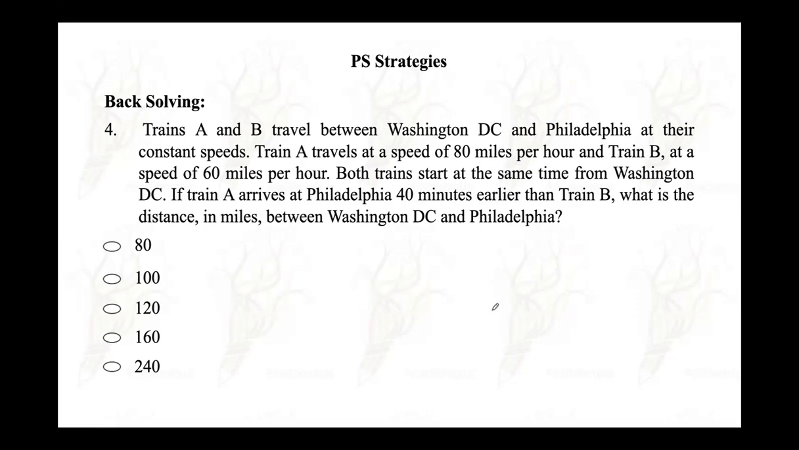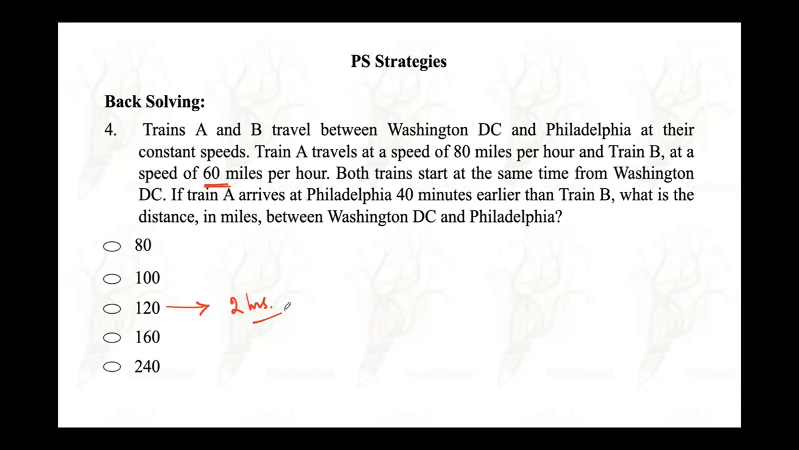I actually don't need to do that. Okay. What I can do is, whenever you have at least 5 options or any value that you can take, I can simply do back solving. For example, if I take 120 as my answer, then traveling at 60 miles per hour, I would have taken 2 hours.